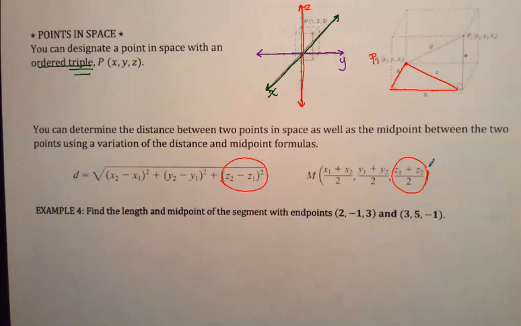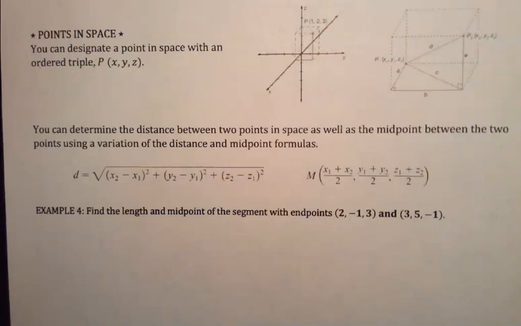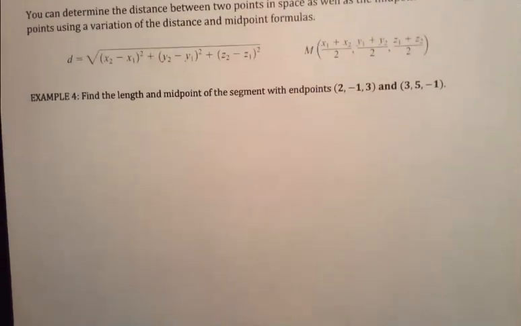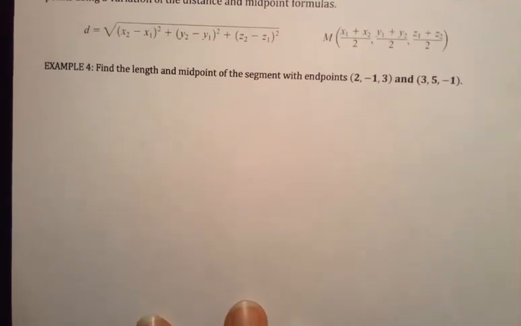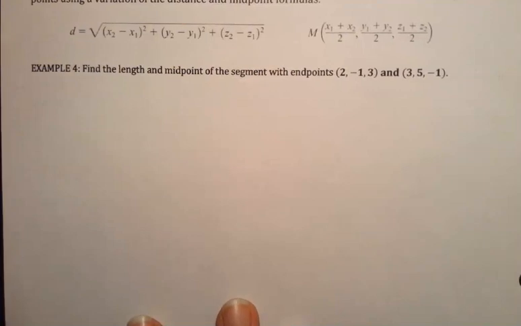In the past, we've tried to graph them. Last year, it was kind of a train wreck. So we're not really going to worry about that. And it was more just for fun anyway last year. So maybe on a fun day we will. But let's get into this variation, example 4. Let's find the length and midpoint of the segment with endpoints (2, -1, 3) and (3, 5, -1).